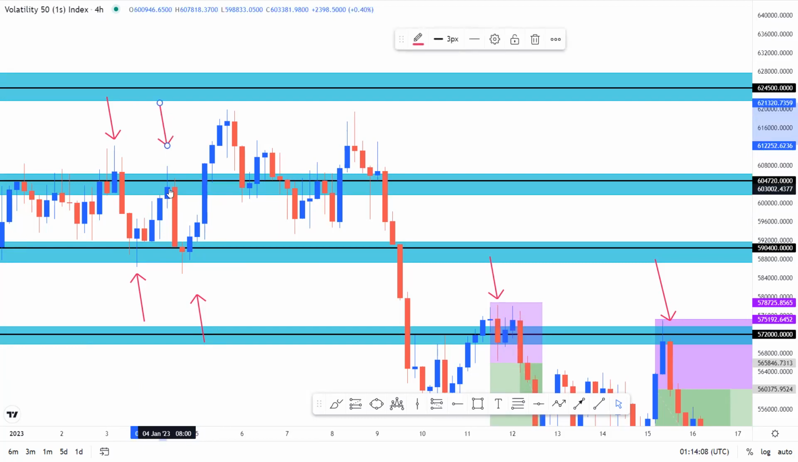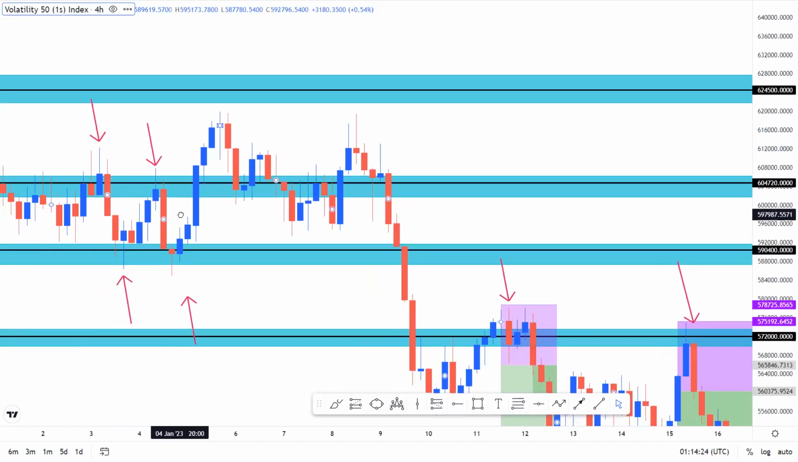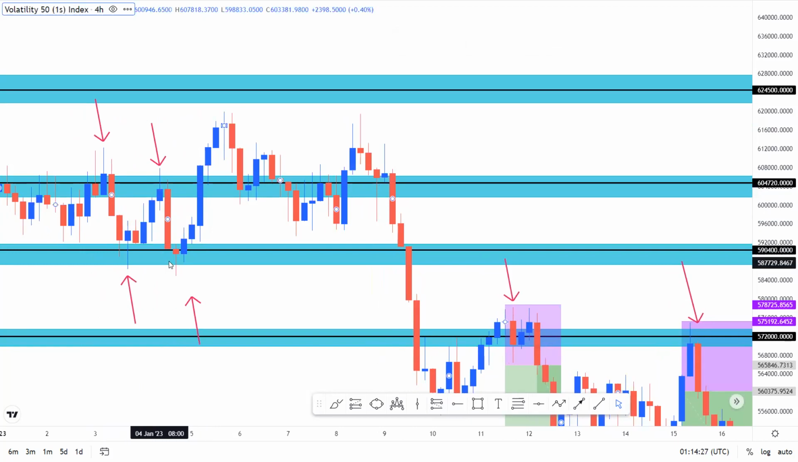So at the close of this rejection candlestick right here, we would have had entry confirmations to go short from this level. Then price tanked after the formation of the rejection candlestick. We came back a second time into the level, and then we got to see a nice rejection candlestick from the level.